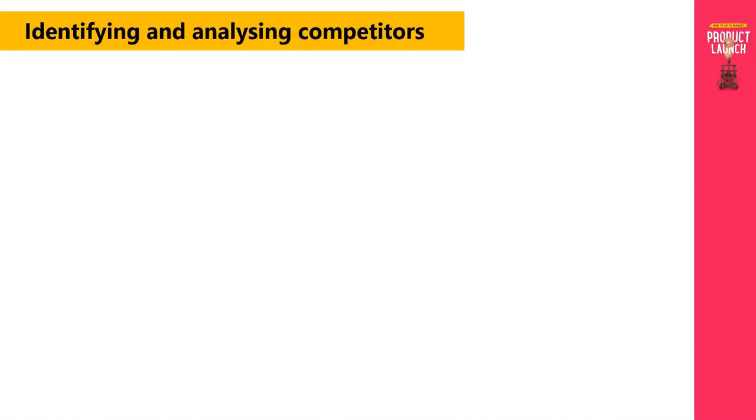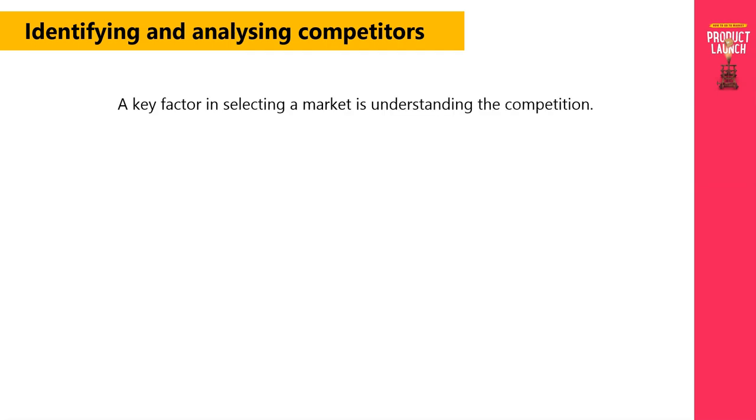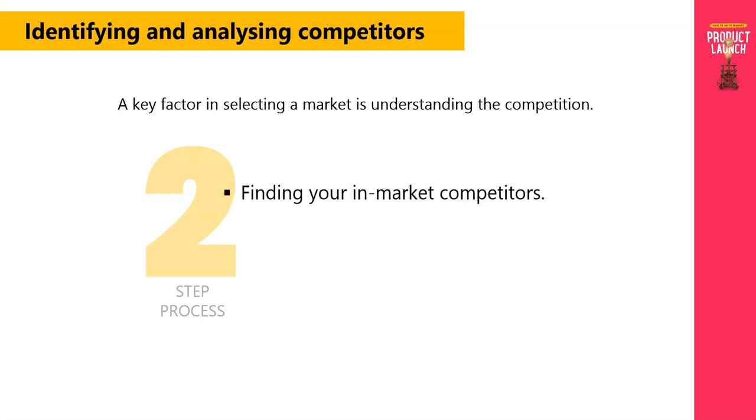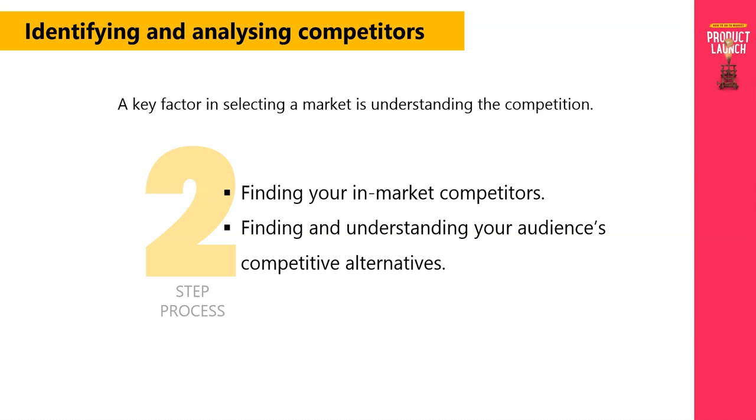Identifying and analyzing competitors. A key factor in selecting a market is understanding the competition. This is a 2-step process. 1, finding your in-market competitors, and 2, finding and understanding your audience's competitive alternatives. Then, you're in a good position to develop compelling value propositions and messaging to drive your go-to-market strategy.